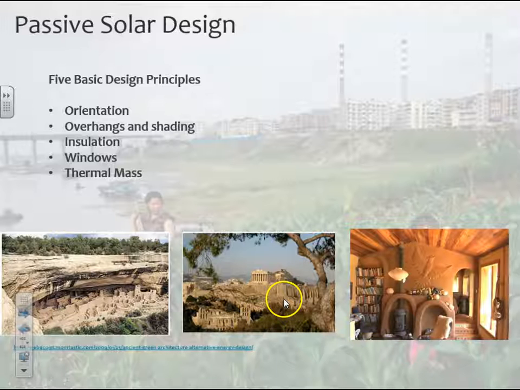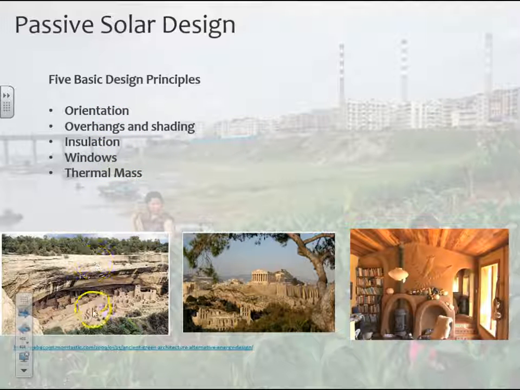In ancient Greece, they designed whole cities that were oriented south. Ancient Romans understood this as well. Romans actually developed a type of glass made out of mica, which is a rock. So they've been doing this for thousands of years. They understood these basic design principles: orientation, overhangs and shading.